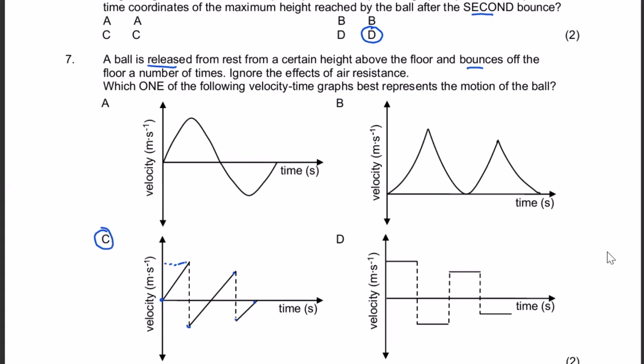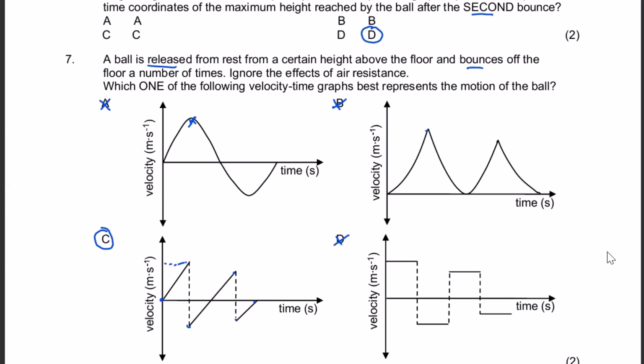If you look at option B, this is more of a position-time graph. Then this one is more of a wave of some sort, and option D is also incorrect. So our only correct option there is going to be option A.